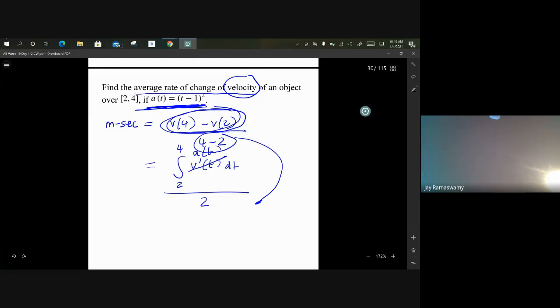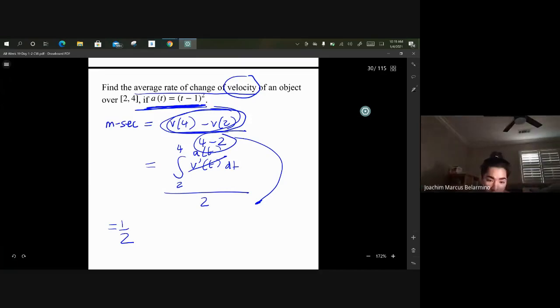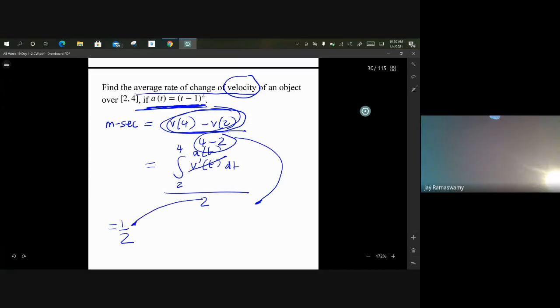Look at the board, please. Can I write the denominator as 1/2? Yes. Okay, I'm moving the 1 over 2 like that. Is that just the integral, big brackets, 2 to 4, of t minus 1 whole square?